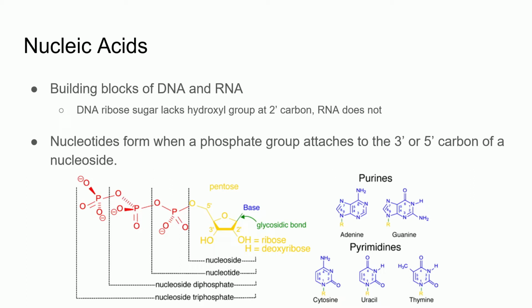DNA bases include adenine, thymine, cytosine, and guanine, abbreviated as A, T, C, and G. RNA has the same bases except uracil replaces thymine. A nucleoside describes the base attached to a deoxyribose or ribose sugar. A nucleotide describes the base, the sugar, and the attached phosphate group or groups.